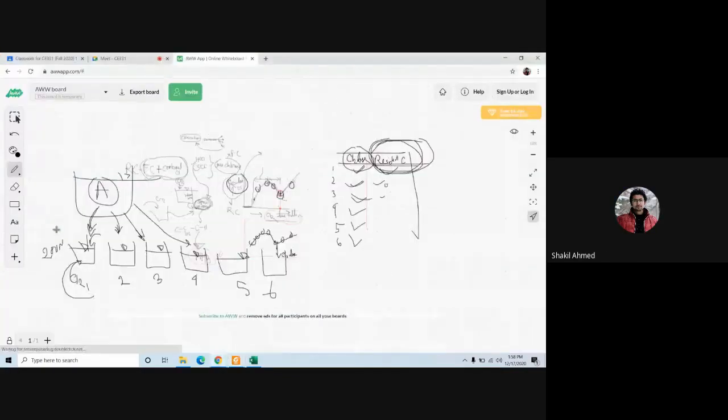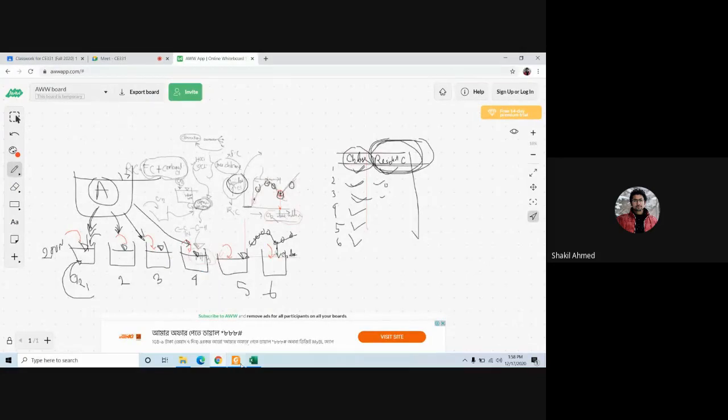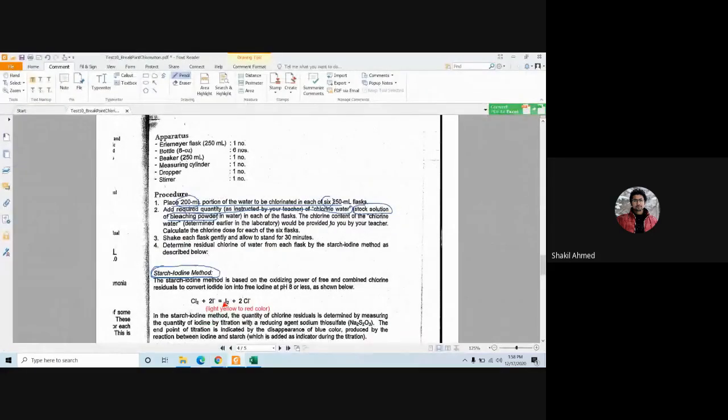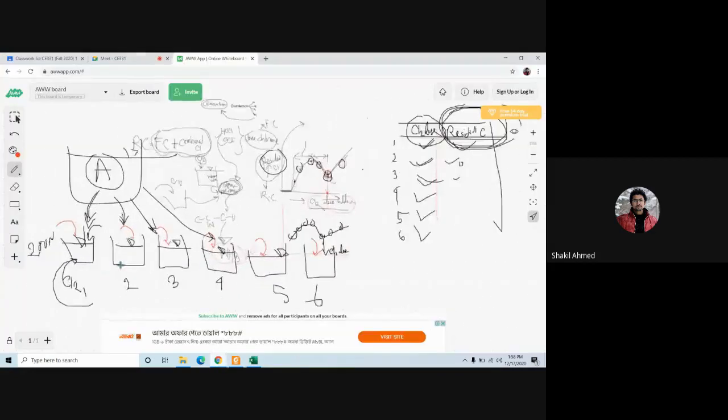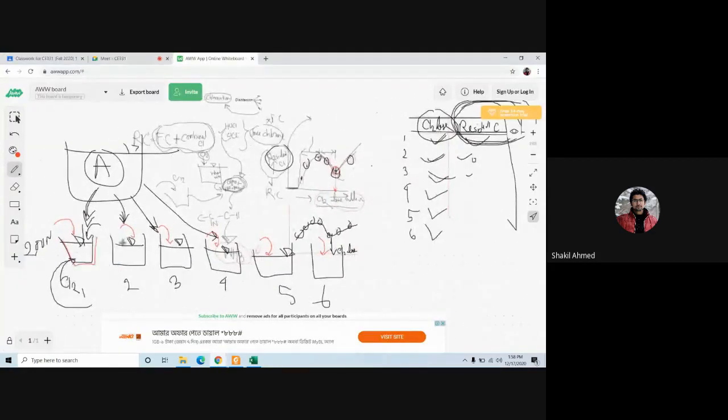So what you have done? You're adding chlorine to each flask. Once you add the chlorine, you calculate the chlorine dose. Chlorine dose you already know. Now shake each flask gently and allow to stand for 30 minutes. So you need to allow 30 minutes for each of the samples.